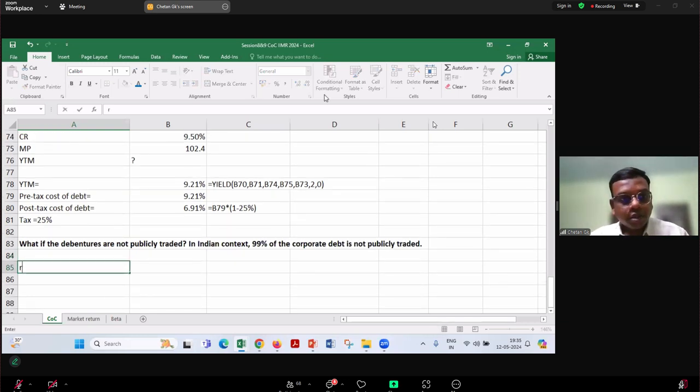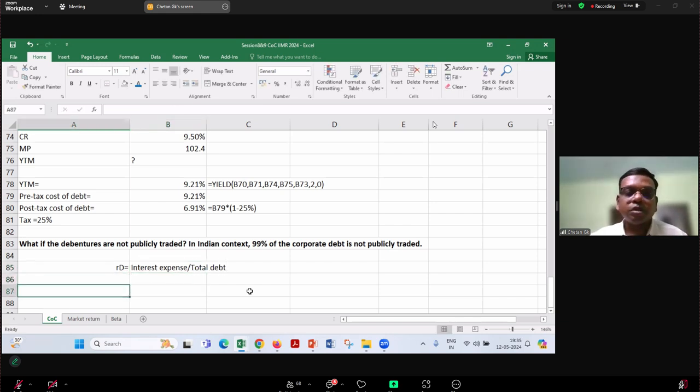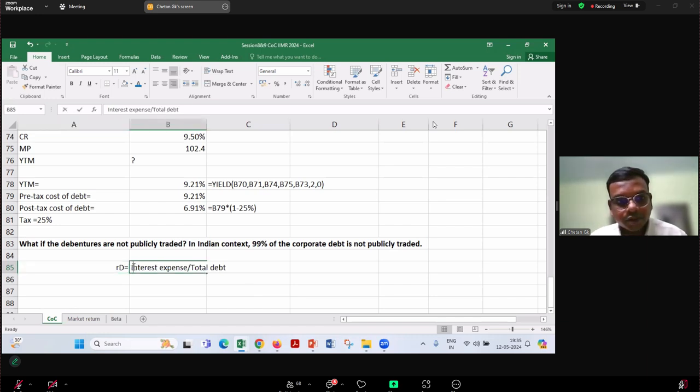Okay, so RE, now I'll call it RD because it's cost of debt, is equal to interest expense divided by total debt. This is the modification you should be doing. And for this, whatever percentage you get, you have to subtract the tax rate of the corporation. Okay, if you do it, you will get the answer.